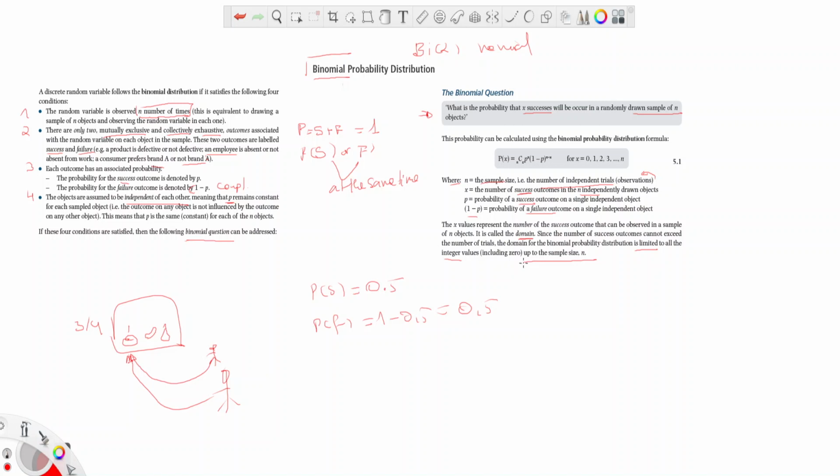So in the next video, please pay attention to the example that we're going to have on how to solve this binomial probability distribution.